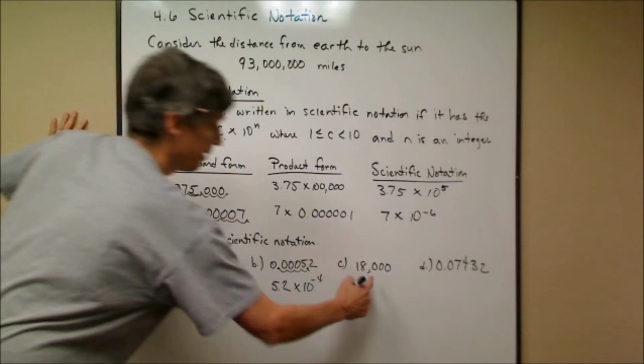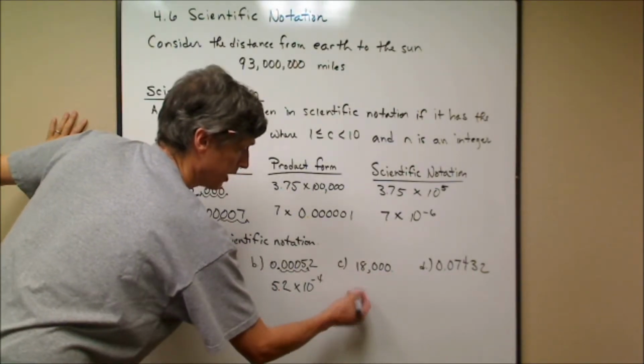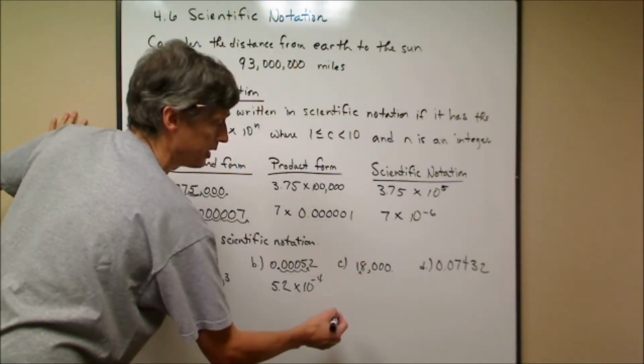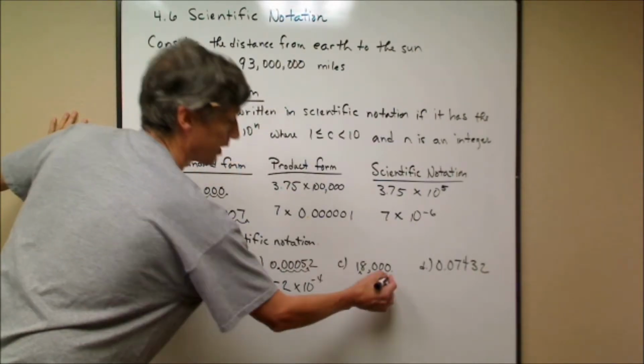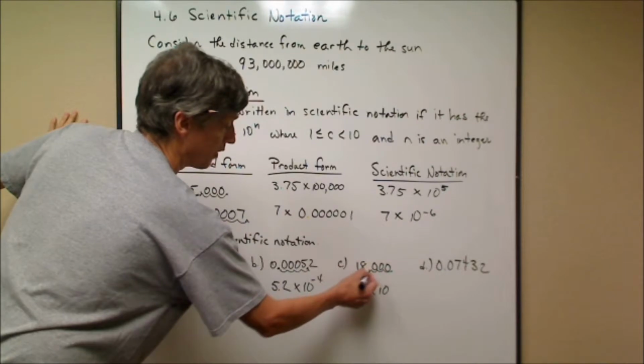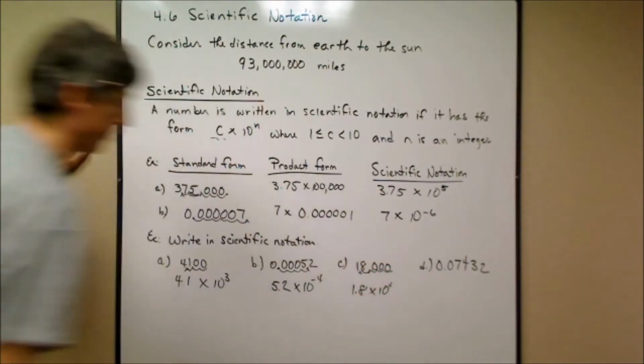Here's a big number again. The decimal point's on the end. I'm going to have to move it between the 1 and the 8. So this would be 1.8 times 10 to a positive exponent of 1, 2, 3, 4, a positive 4.